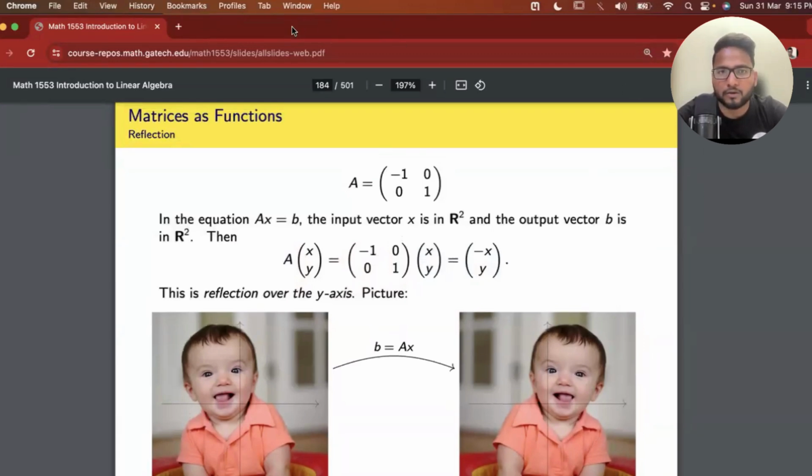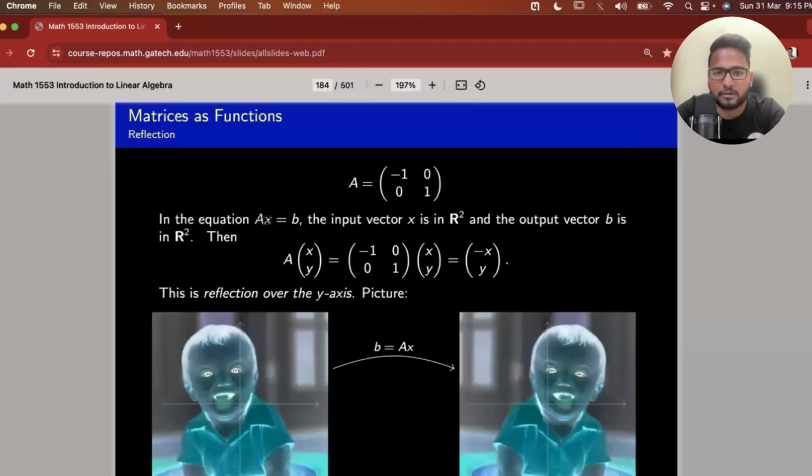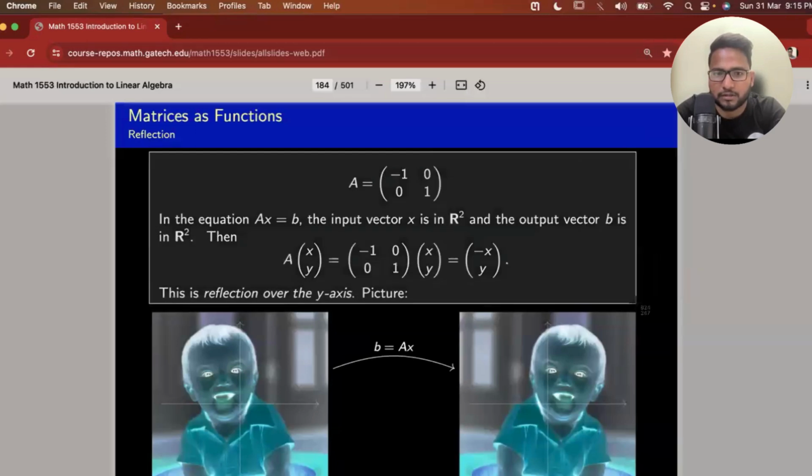You can see here this matrix A. If you multiply this matrix A with any vector, let's suppose (x, y), it is doing (minus x, y). If you multiply any vector with this, it takes the x coordinate and makes it negative. Let me take one example.